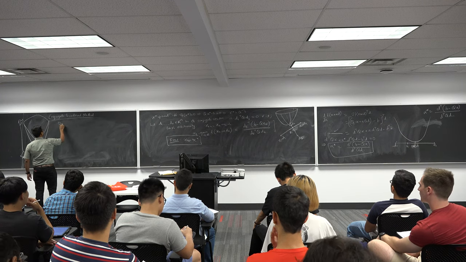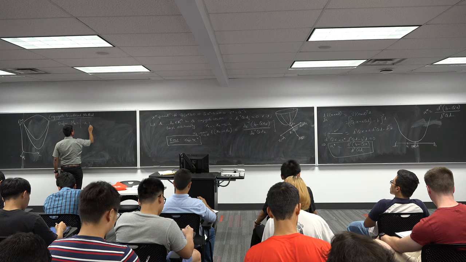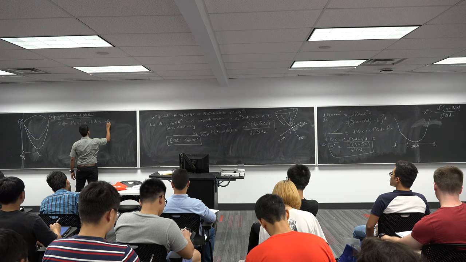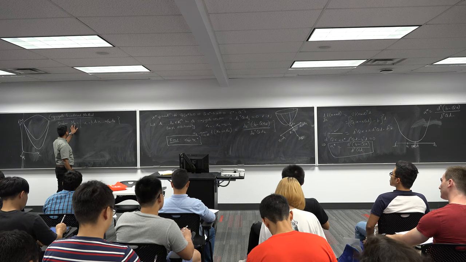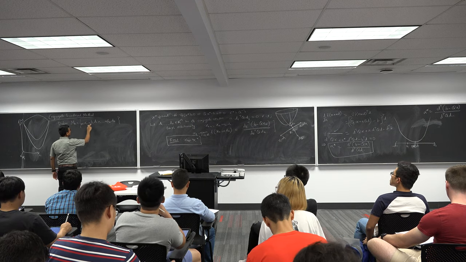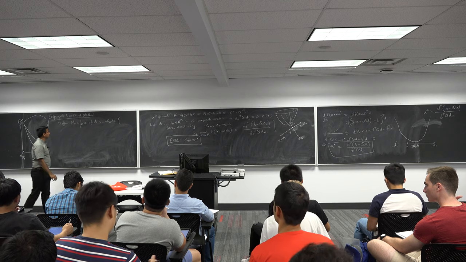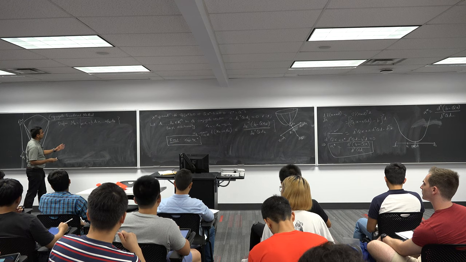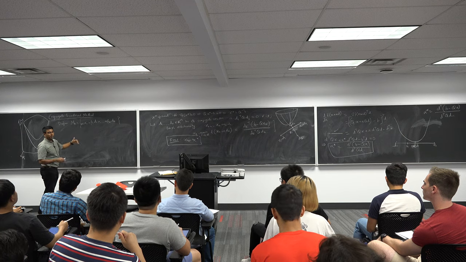Define Mk equals x1 plus beta 1 d1 all the way up to beta k dk. So this is the subspace, the set of all x that can be written as x1 plus some scalar beta 1 multiplied by d1 all the way up to some scalar beta k multiplied by dk. So in three dimensional space, M1 will be a line, M2 would be a plane, and M3 would be a solid space.